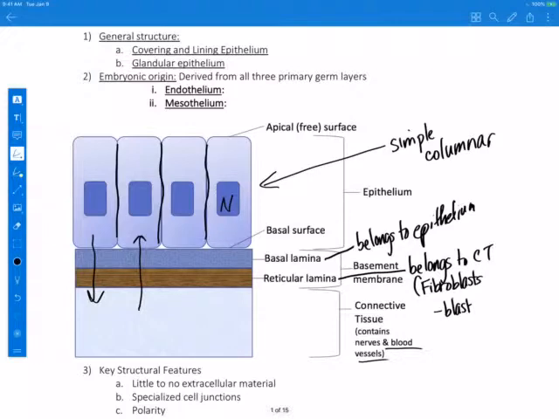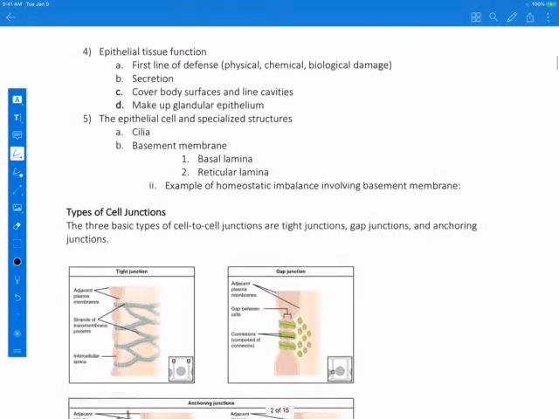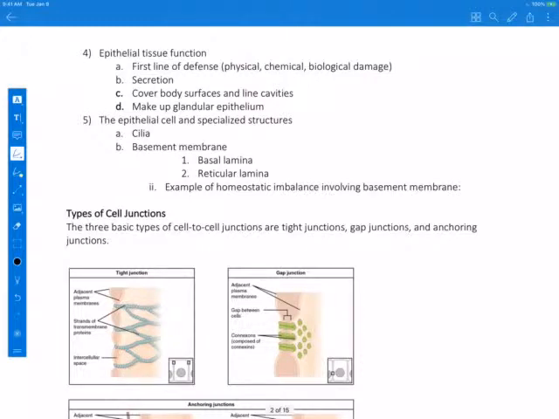Okay, so what's the basic function of epithelial tissue? Well, the basic function is that it serves as the first line of defense. Physical defense, chemical defense, biological defense, all of the above. A second major function is secretion.